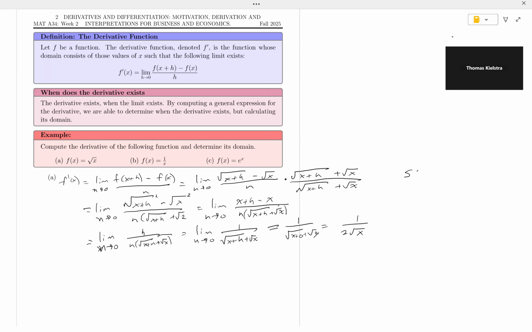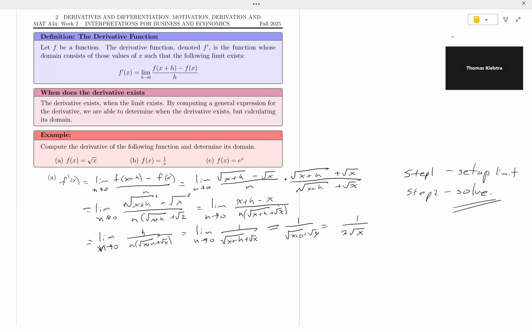Again, we have two steps. Step 1, set up the limit. Step 2, solve. Now, the solving of this limit is very similar to what we did before. We rationalize it. The setting up of the limit is the new part.